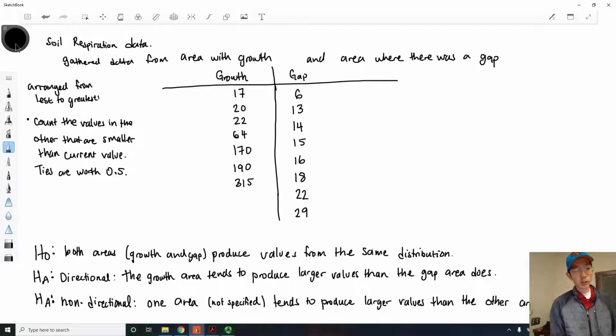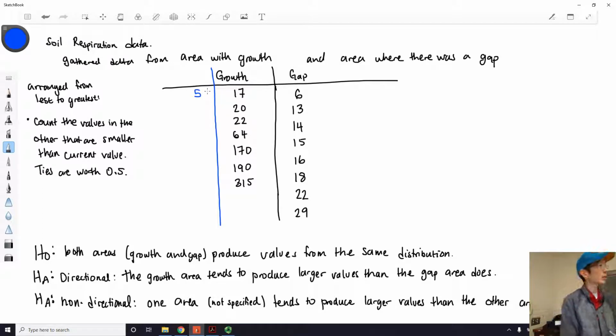Okay, so I'm going to go ahead and do that. All right. So I say for 17, how many values in the other column are smaller? So 6, 13, 14, 15, and 16. I've got 1, 2, 3, 4, 5 values in the other column that are smaller. Is that okay?